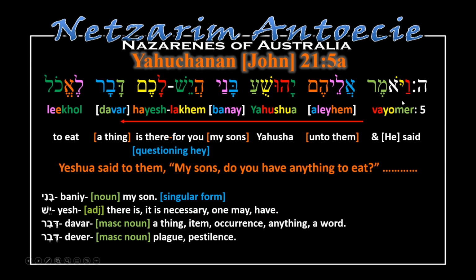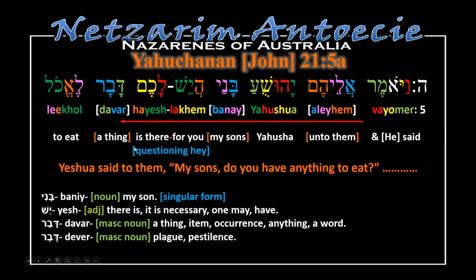And we read, Vayomer. And he said, remembering, no pronoun he, and he said, Alehem, unto them, Yahushua, that's who, or Yahusha, Banai. Banai is my sons. And just to help you a bit, down here it is Bani. That's a noun, and it means my son. It's in the singular form, so this is the plural form. That's why it's my sons.